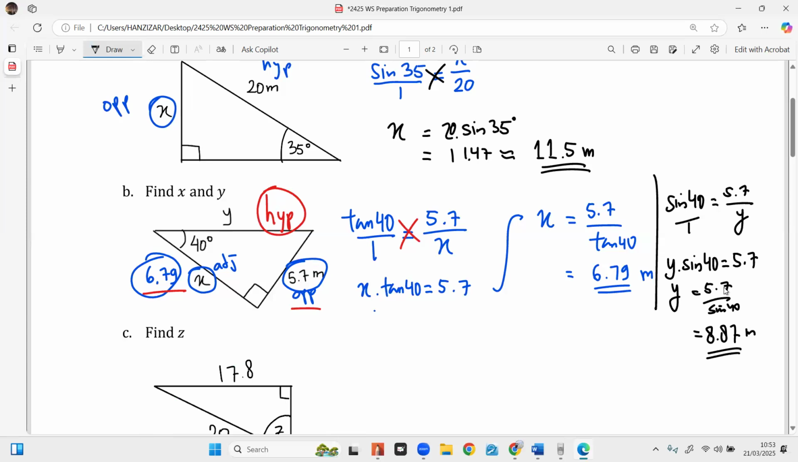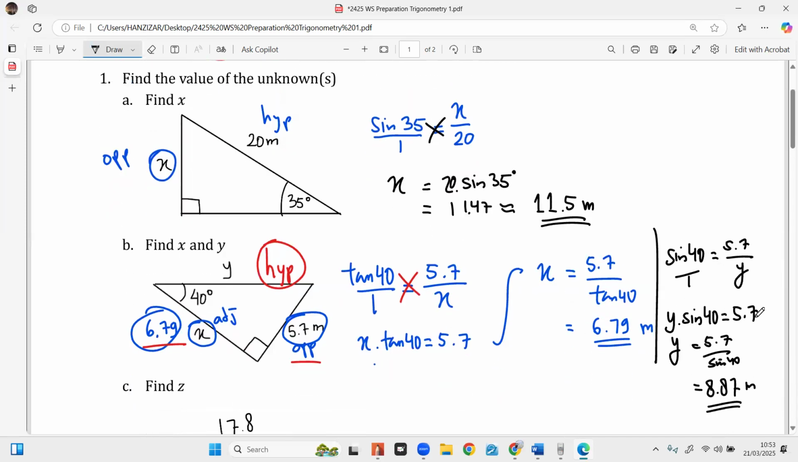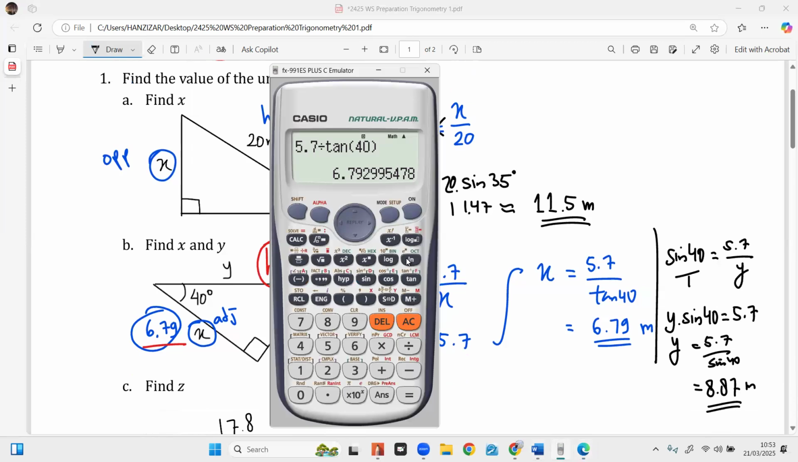Okay. Again, for those who just came from remedials, this is the worksheet preparation. So take notes and try to keep up with the explanation. 5.7 over sine 40. Let's check, just to make sure. Oh yeah, that's right. 8.87.